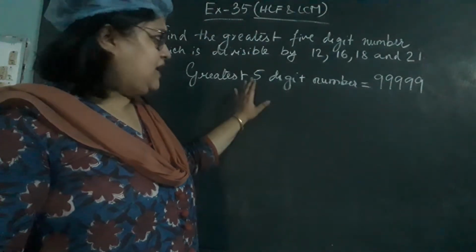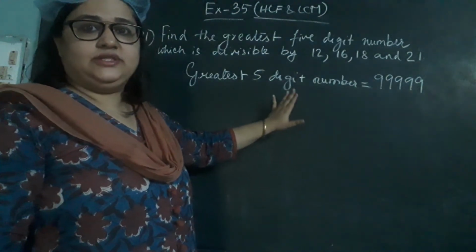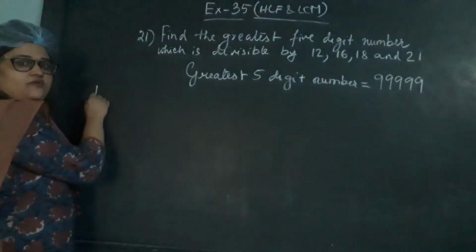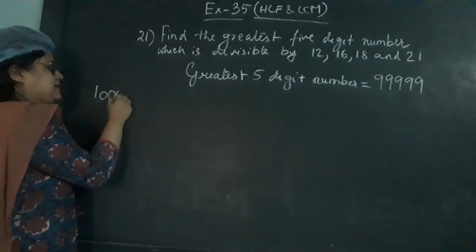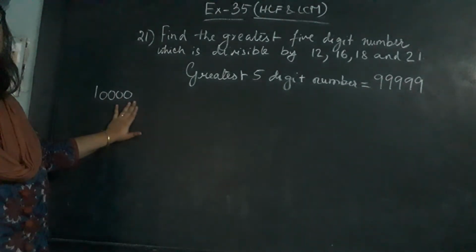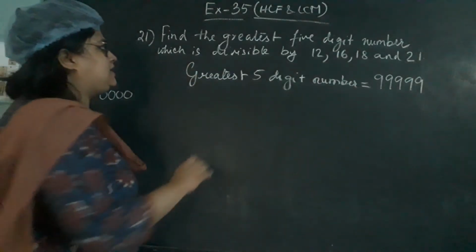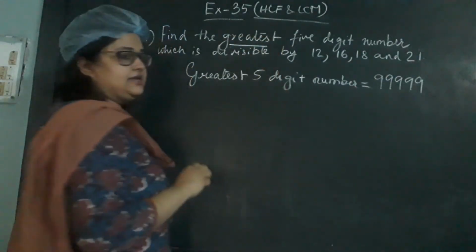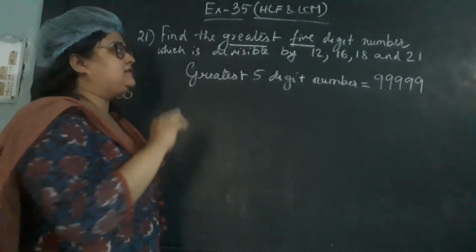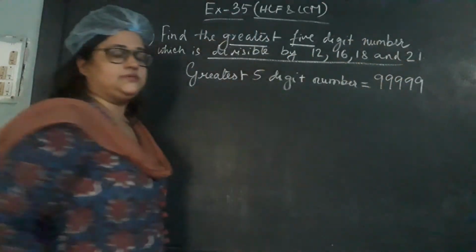And if somebody asks you what is the lowest 5-digit number, we don't require it in this question. But the lowest 5-digit number will contain 1 and zeros. That is the starting of 5-digit numbers. So 1 and after that 4 zeros. It is the smallest 5-digit number. So here we have to find, see there are 3 things in the sum. The number has to be greatest, then it has to be 5-digit, and the third criterion is it has to be divisible by all these numbers.